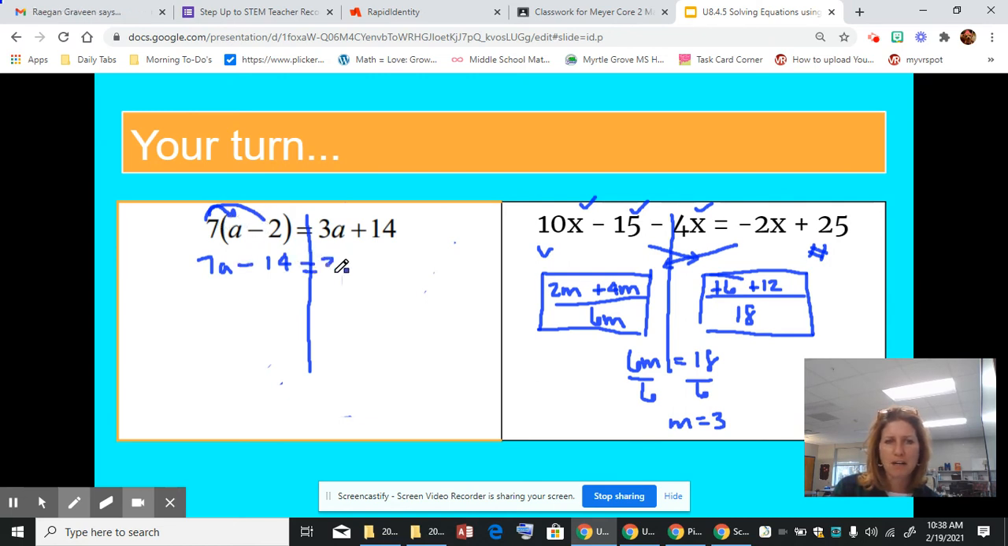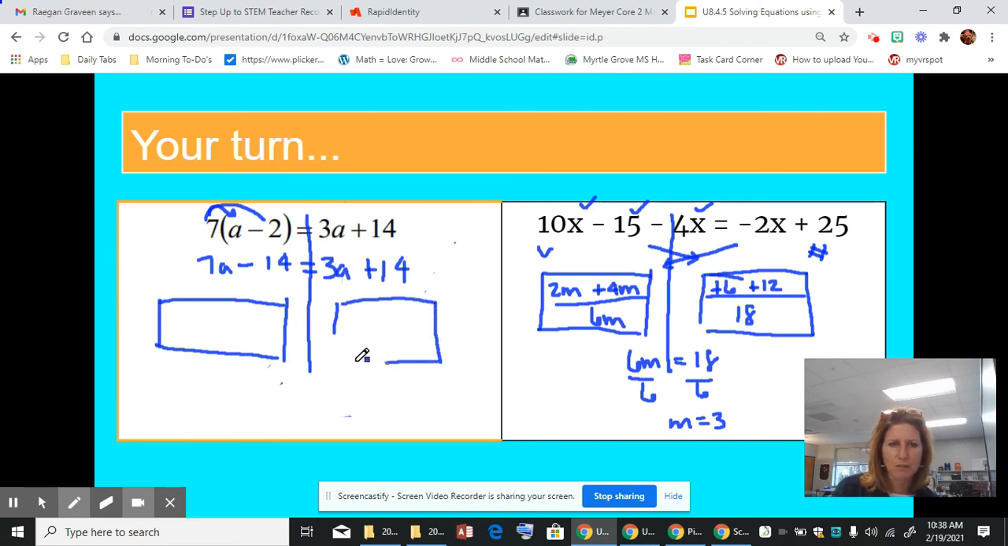On the right, I'm not going to do anything at this point because all I wanted to do is get rid of the parentheses so that I can set up my boxes. Once the parentheses are gone, I can go ahead and set up the box for each side. And again, we're grouping variables on the left, constants on the right. So I'm going to go straight across, 7a. That is a variable. It's going to stay on the left.